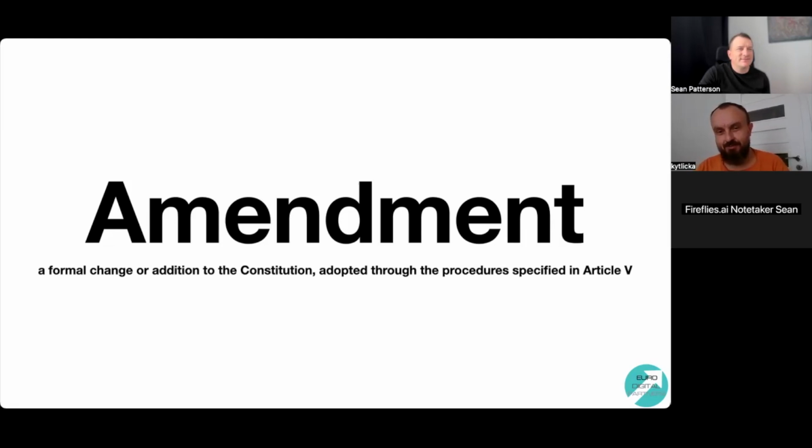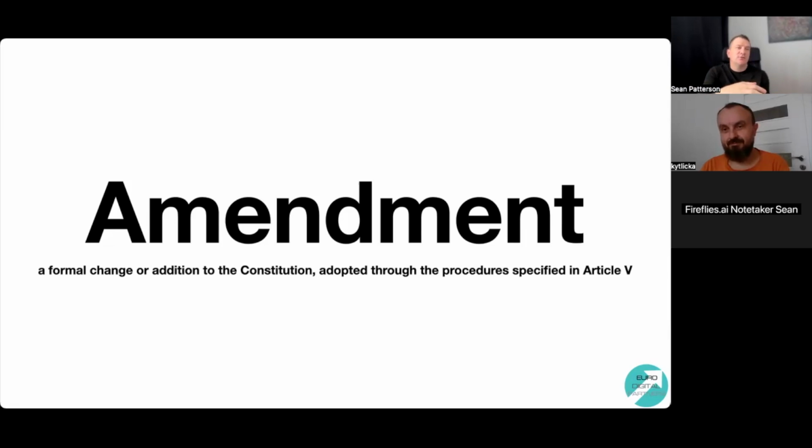The process of an amendment: you have to have both houses of Congress, the Senate and the House of Representatives, approve it. And they can't approve it with 50% of the votes. They have to win 2/3 of the votes.